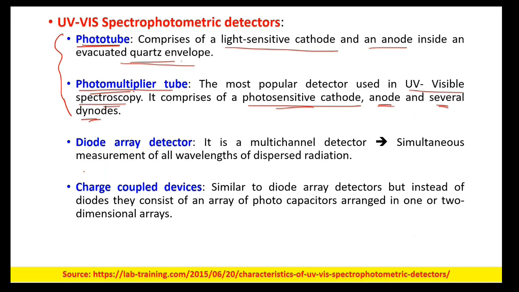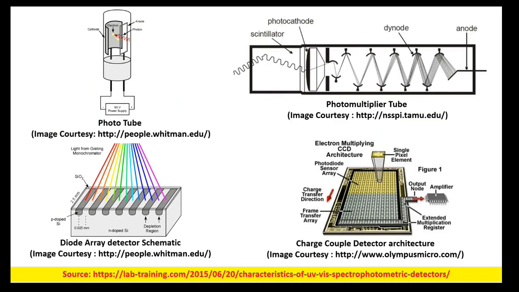And then, as I was telling you previously, there are these photo array detectors, diode array detectors. We have photodiodes which have been converted into photodiode arrays, and they are used. And then we have the charge coupled detectors, also regarded as CCDs, and they are also used. Now, a typical phototube looks something like this.